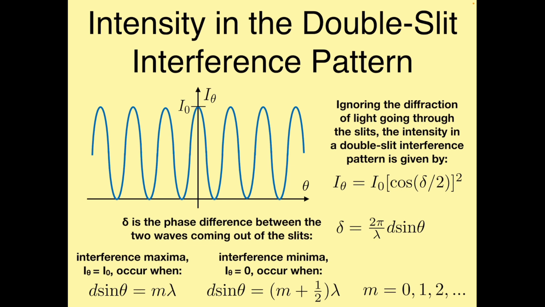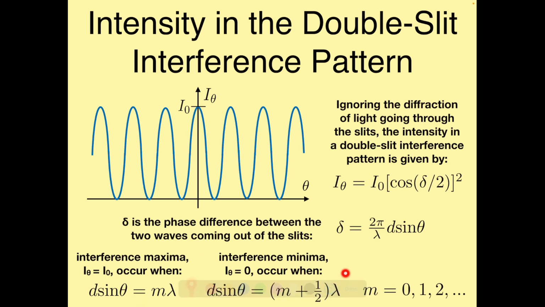So we can show using this result that the interference maxima, where again I theta is equal to I0, occur whenever d sine theta is equal to m times lambda. And then the interference minima, where I theta is equal to 0, occur where d sine theta is equal to m plus a half times lambda, where m can be 0, 1, 2, and so on. So all the integers, 0 is included.